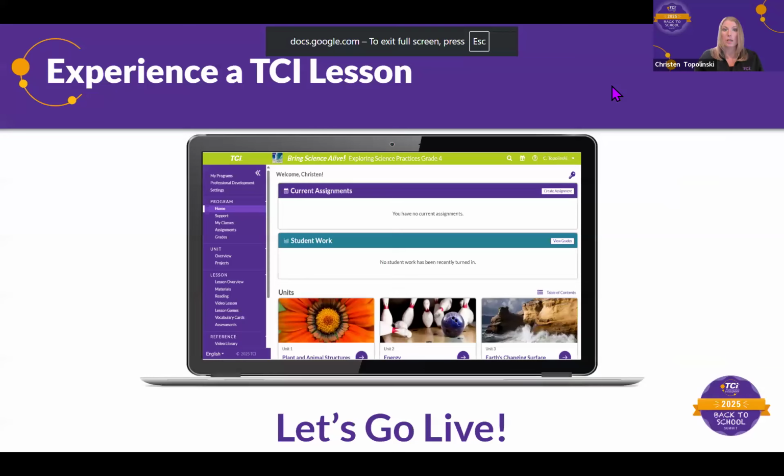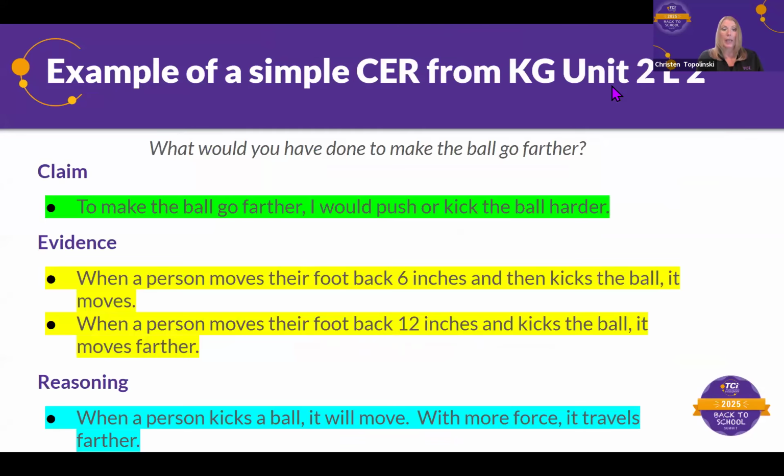So using all the information that they had, I put the question here. You can see what I always have them do: highlight the claim in green. So to make the ball go farther, I would push or kick the ball harder. Okay, so that's the claim they're making. The evidence is when a person moves their foot back 6 inches and then kicks the ball, it moves. When a person moves their foot back 12 inches and kicks the ball, it moves farther. So they learned that pulling it back further, swinging it more, is going to make the ball go further.